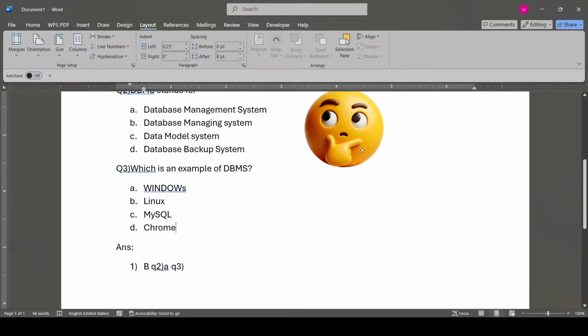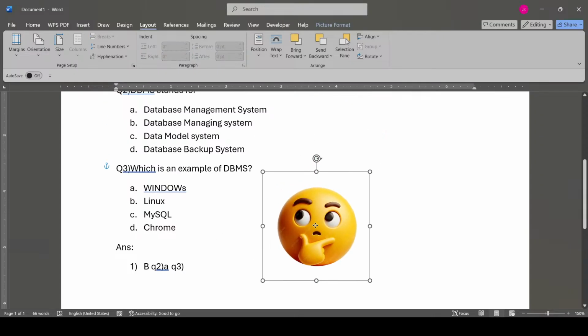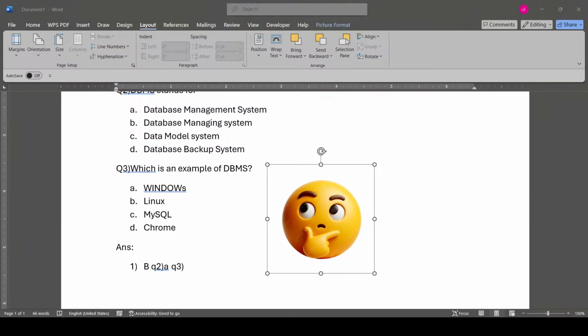Question number 3. What would be the answer? You may guess the answer even if you don't know it. So what is the answer?